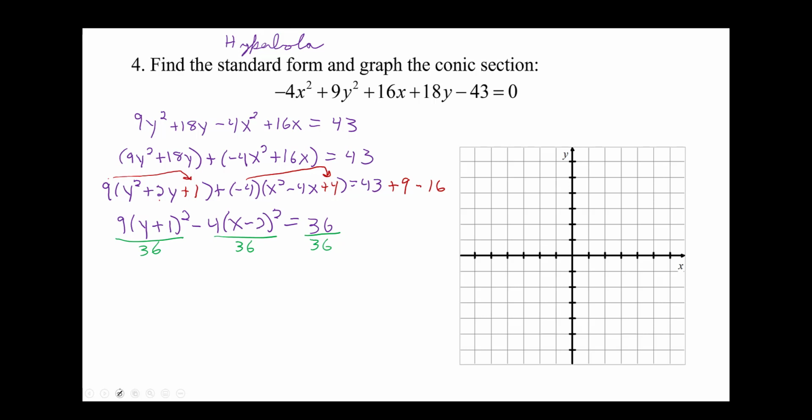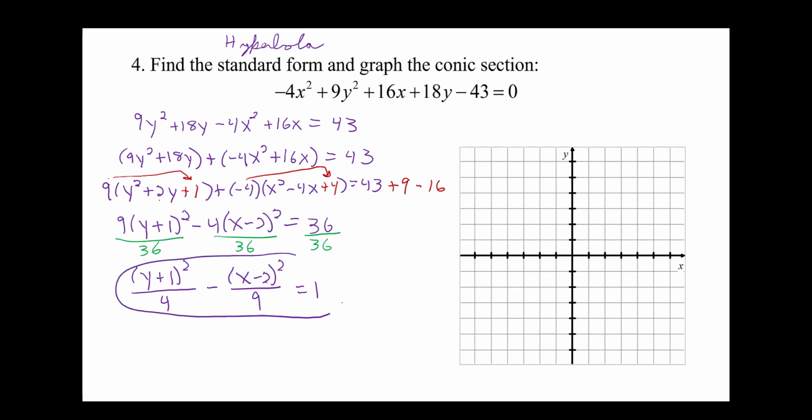And so we end up with (y plus 1) squared over 4 minus (x minus 2) squared over 9 equals 1. So we want a 1 on that right side. Okay, so (y plus 1) squared over 4 minus (x minus 2) squared over 9 equals 1. We have our formula for the hyperbola.